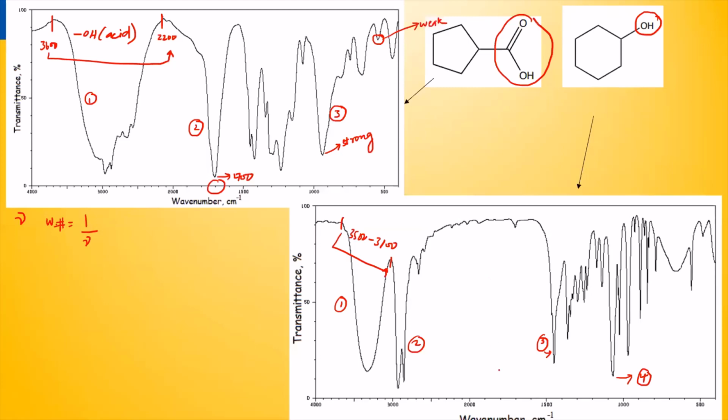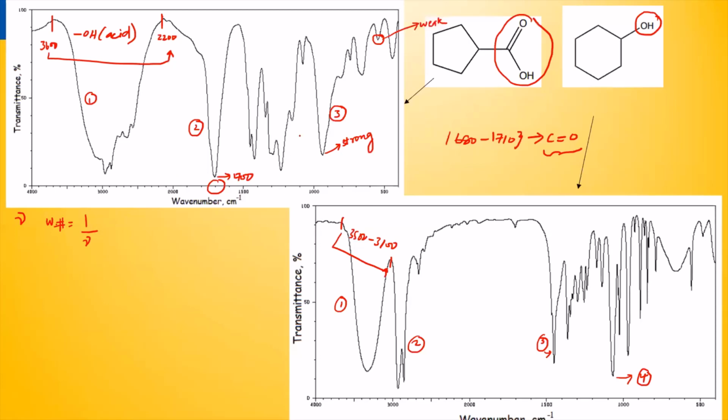That peak is missing here. Now anything around 1680, 1710, typically in this range, is a carbonyl group. That's a C double bond O, whether it's an aldehyde or ketone. You can even get that information, but they're so close that you can't really make those out.